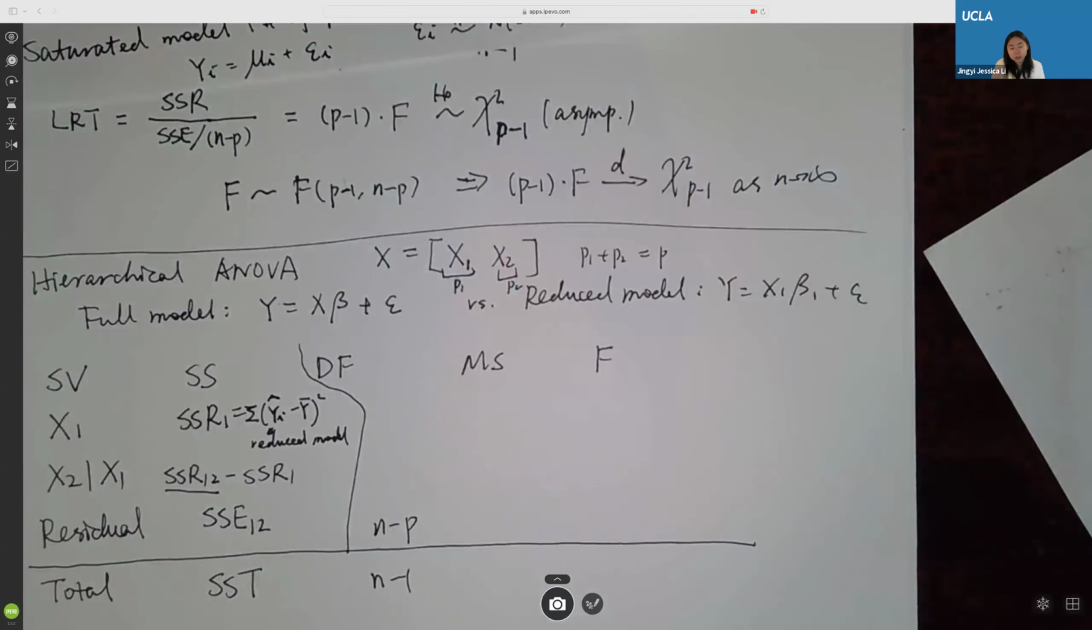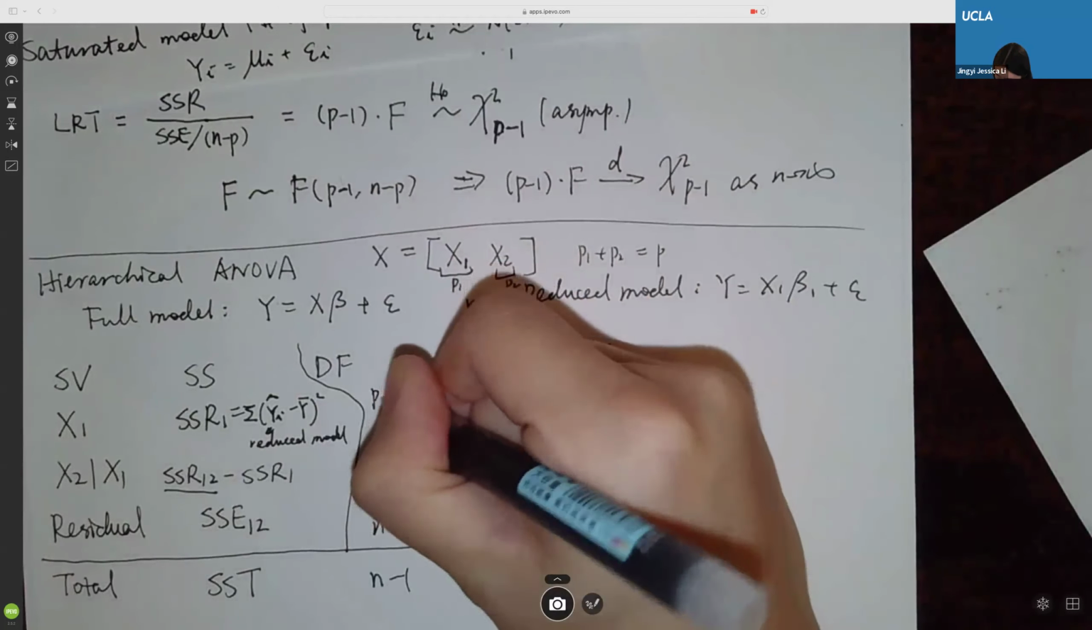Okay, that's n minus p. And then what is X1? X1 is just the additional predictors we included besides the intercept, right? So that's how we do better than the baseline model. So this is actually P1 minus 1.